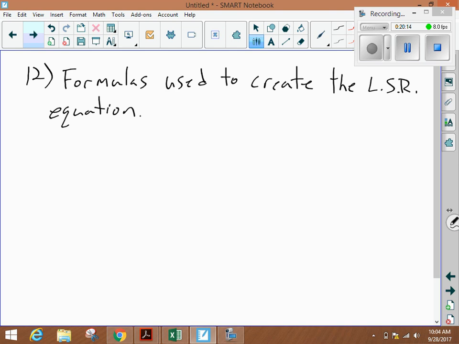Also, remember that if you're given r, you can get r squared. How? Just square it, right? If you're given r squared, you can get r by taking the square root. You're going to have to do that. And that's it, and then you're going to have to interpret it.